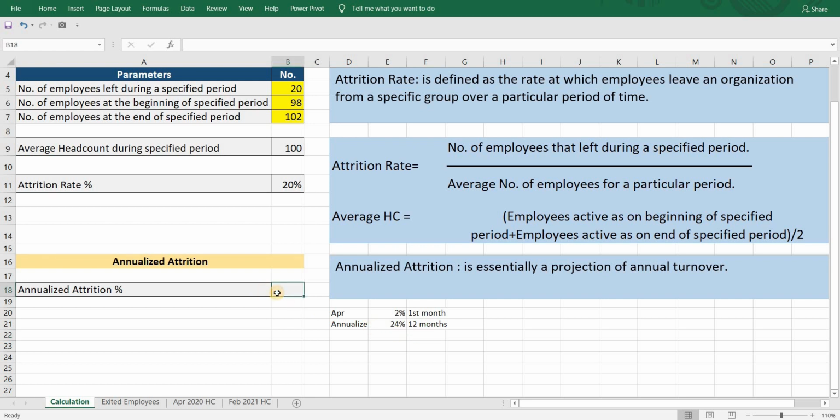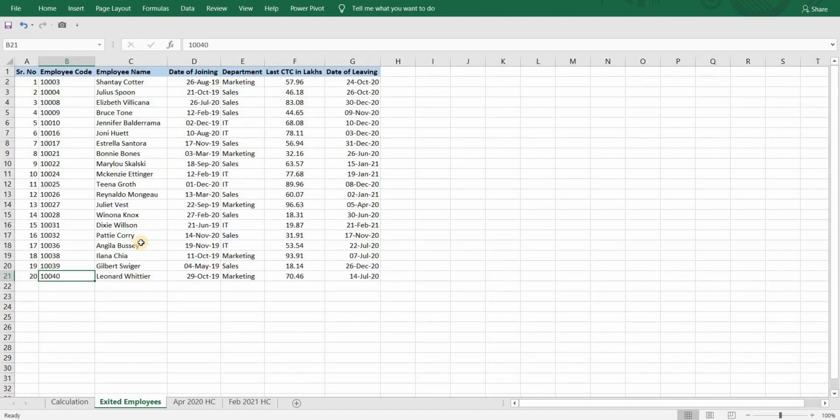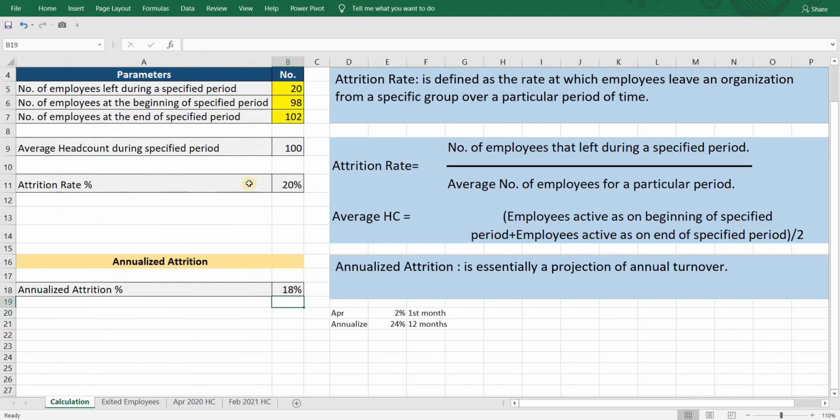Let's come back to our calculation. Here, attrition percentage for 11 months is 20%. So, for 12 months, it would be 20 multiplied by 12 divided by 11. And that's it. So, here we are done with calculating attrition percentage. Also, in case you want to do it for the entire financial year, all you need to do is update the exited employee sheet and replace the data in the Feb 2021 sheet with the March 2021 sheet, and your numbers will update automatically. I will be covering more different formulas to calculate attrition rate in my upcoming videos.